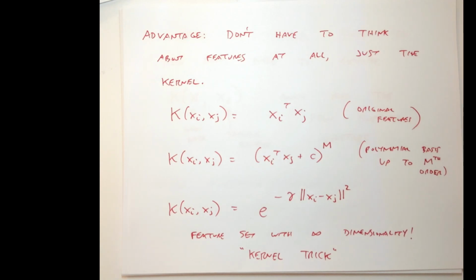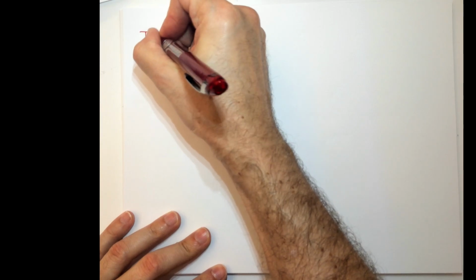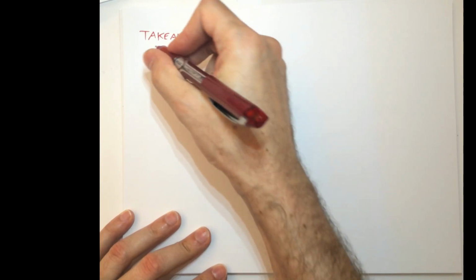I'm really giving you the very top-level bullet points of all this, because to understand the kernel and the Lagrange multipliers, I would have to do a lot more digging into optimization theory than I would like to do in this intro class. If I want to give you the takeaway, the main takeaway I want you to get is this.